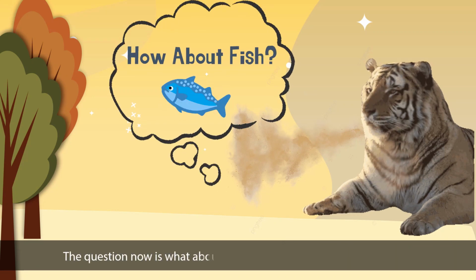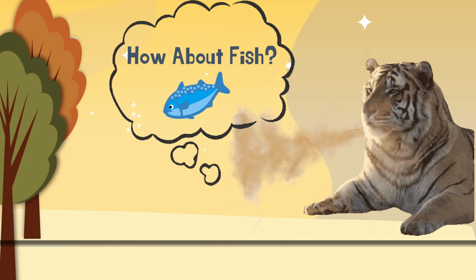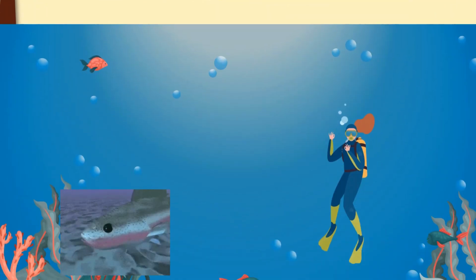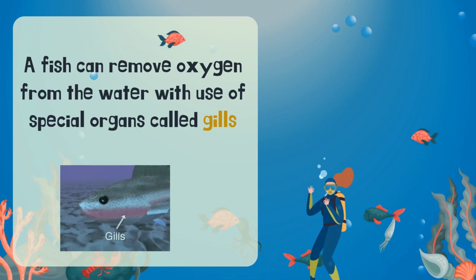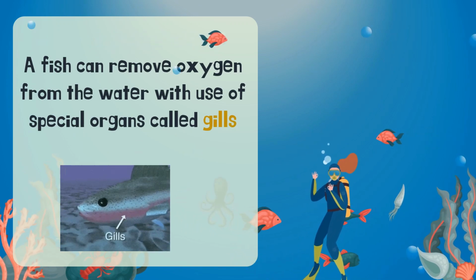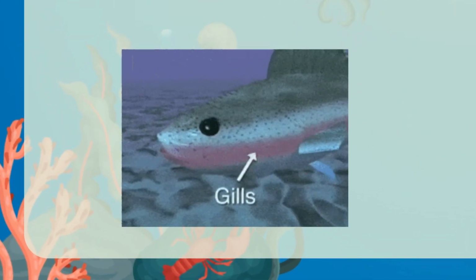The question now is, what about fish? How do they get air underwater? That's a good question. A fish can remove oxygen from the water with use of special organs called gills.